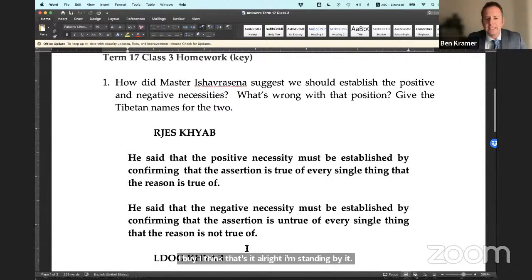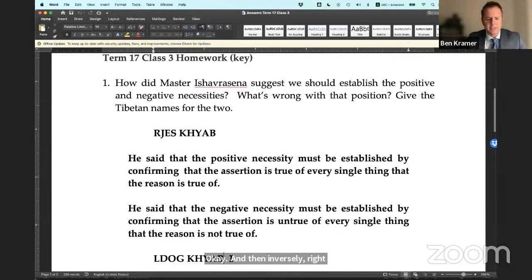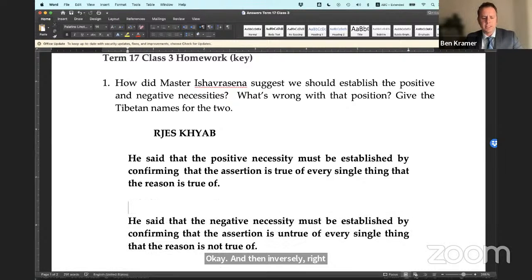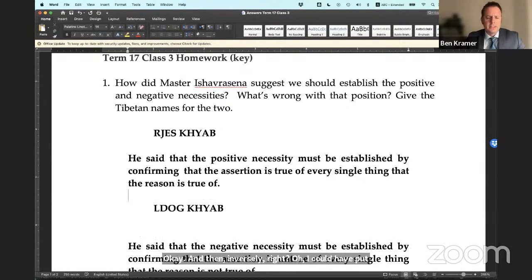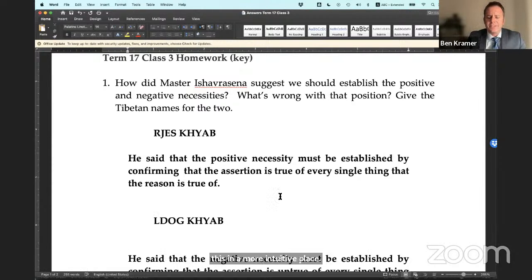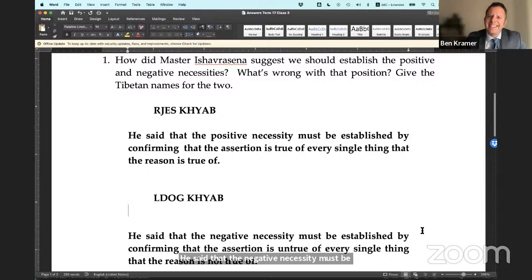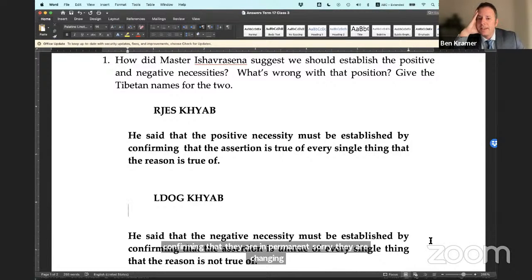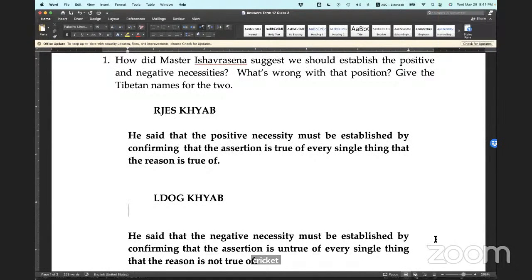And then inversely, I could have put this in a more intuitive place. He said that the negative necessity must be established by confirming that the assertion is untrue of every single thing that the reason is not true of. So the negative necessity must be established by confirming that they are changing is untrue of every single thing that is not made.